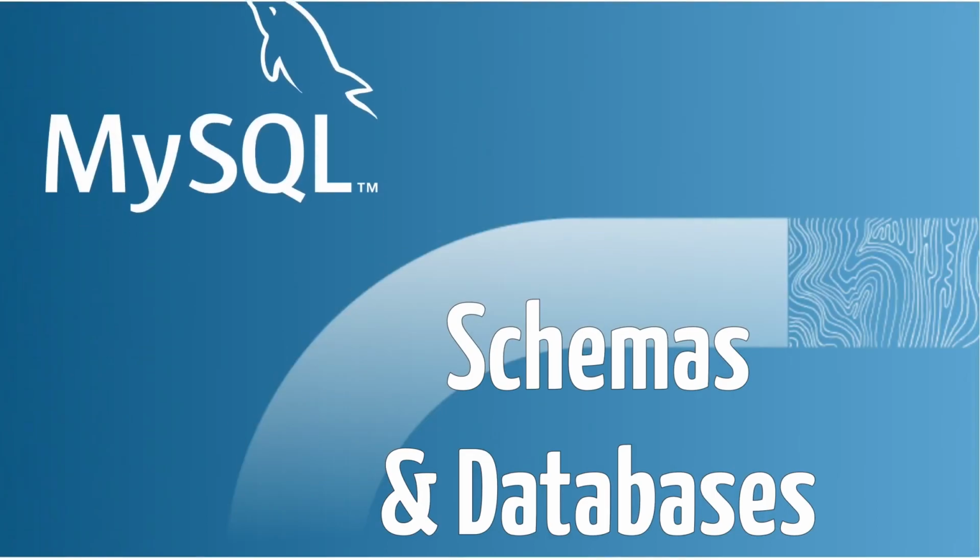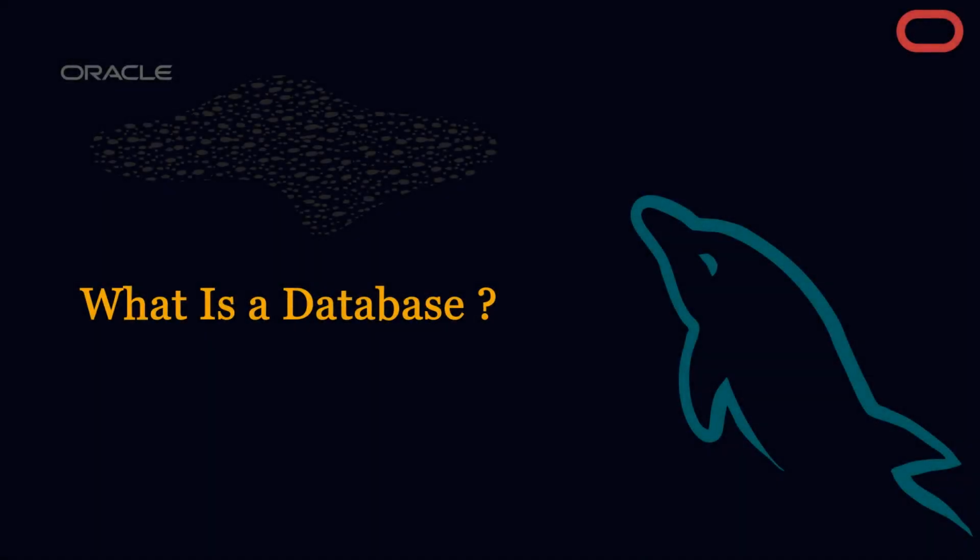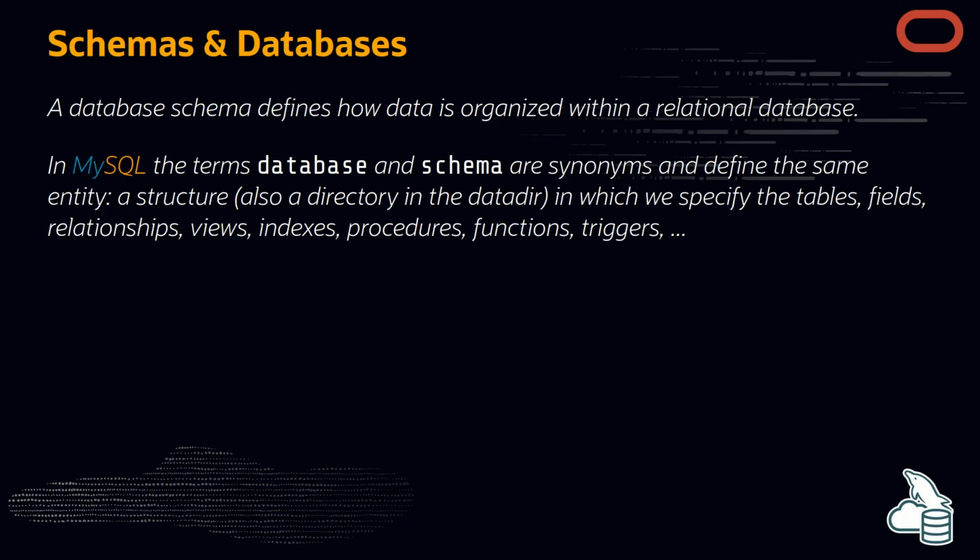So today we're going to discover schemas and databases in MySQL. First, what is a database? A database schema defines how data is organized within a relational database. In MySQL, the terms database and schema are the same, so they are synonyms, and they define the same entity, a structure, also a directory in the datadir, in which we specify the tables, fields, relationships, views, indexes, procedures, functions, and triggers. All that is part of a schema or a database. They are exactly the same in MySQL.